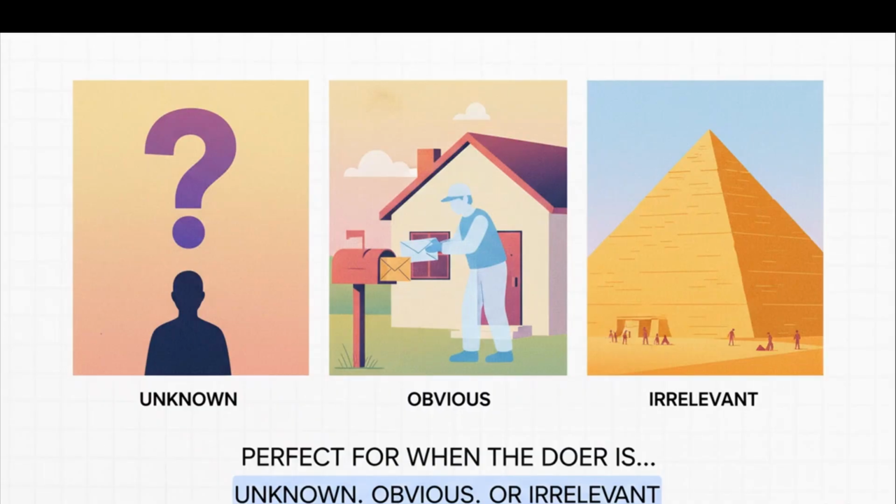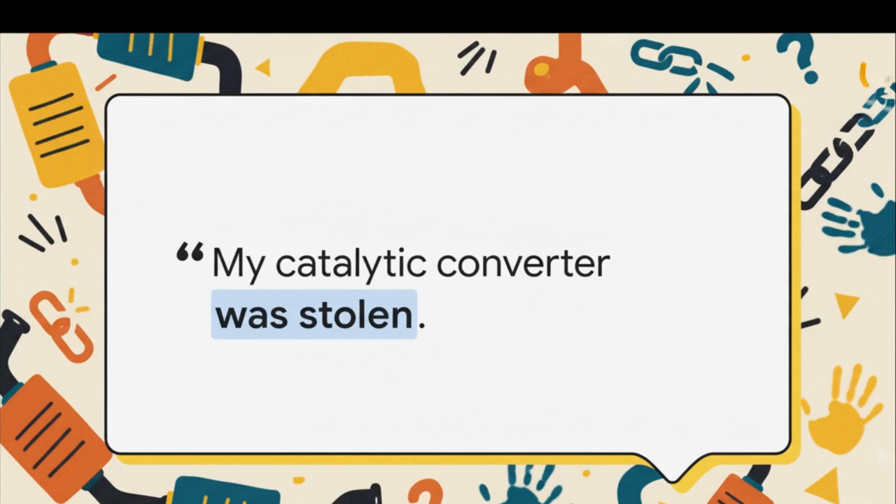Okay, next up, the passive voice is an absolute lifesaver when the person doing the action is a total mystery, or it's super obvious, or it just, well, it doesn't matter. In this example, what's the story? A part was stolen. That's the problem. We use the passive voice because we have no idea who the thief is. If we said, someone stole my catalytic converter, does that help? Nope. My catalytic converter was stolen gets right to the point and puts the focus on what happened.